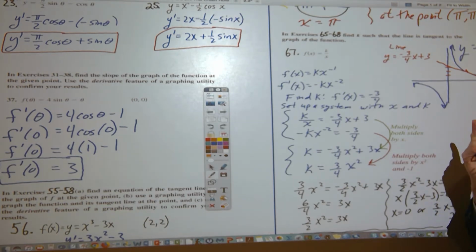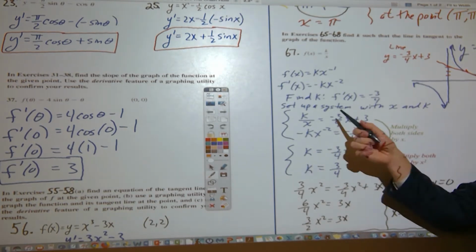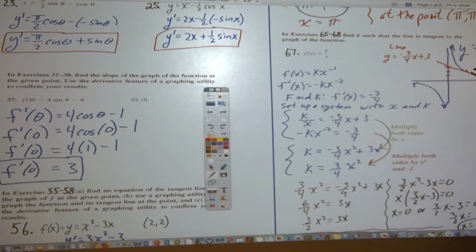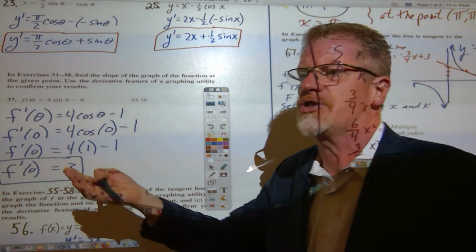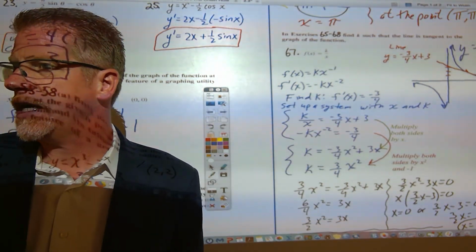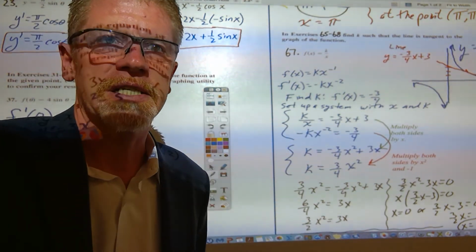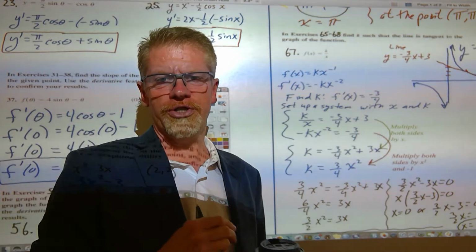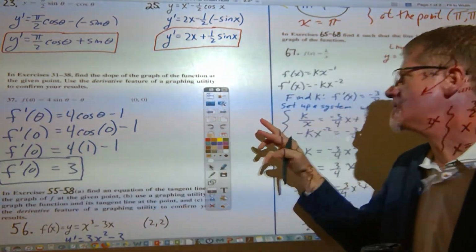Well, there's really two unknowns. K is unknown, but also the x-coordinate of the point of tangency is also unknown. Otherwise, we'd be able to get away with just one equation and one unknown. Since both k and x are unknown, I set up a system of two equations in two unknowns. So here's my system right here.